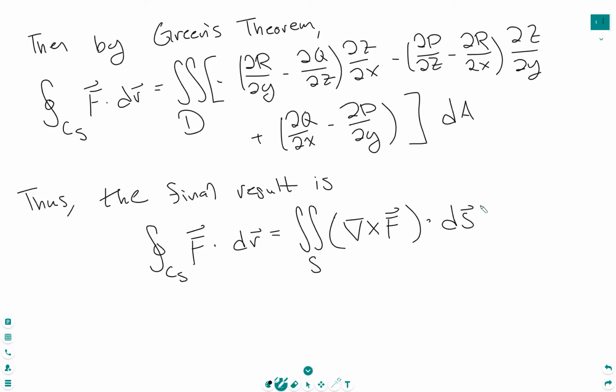So whereas Green's theorem converted an area integral, or vice versa, you can have a line integral and convert it into an area integral over the enclosed region, Stokes' theorem is the generalization of that to a higher dimension, where I now have a line integral that encloses a surface, right? And I can equate that to the flux of the curl of F.